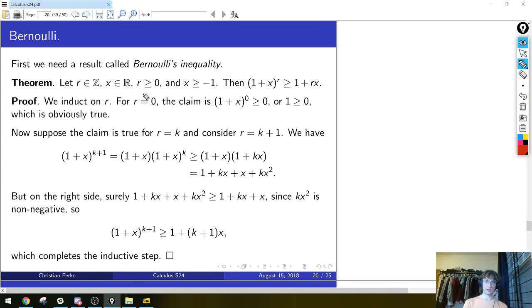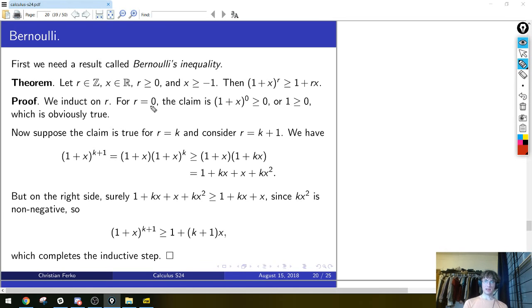How do we prove it? Well, the dead giveaway is r is in the non-negative integers, so you should use induction. We'll induct on r. Remember, to induct, you prove it in a base case, and then show that if it's true for one number, like k, it's true for the next integer, k plus 1.